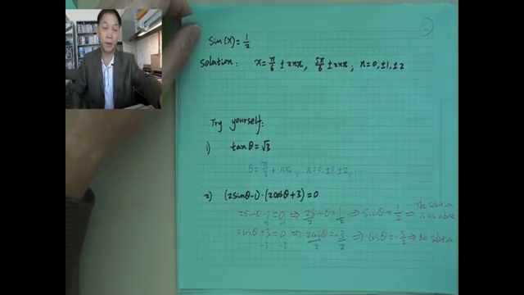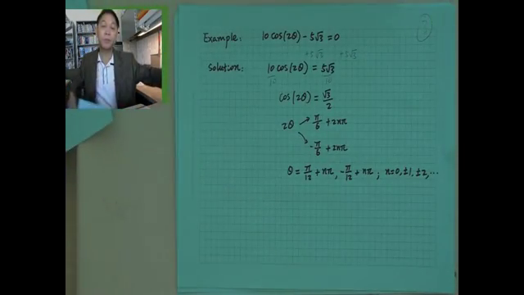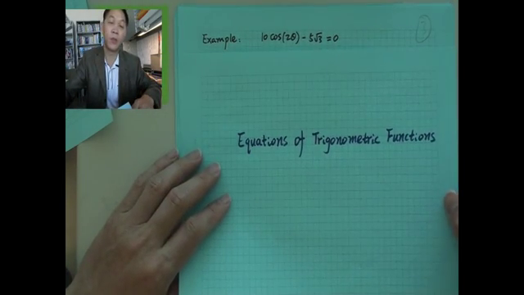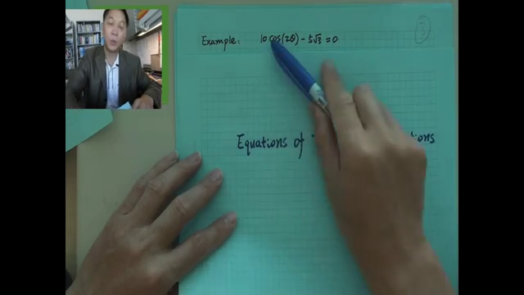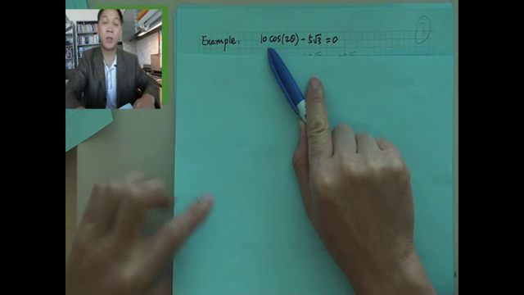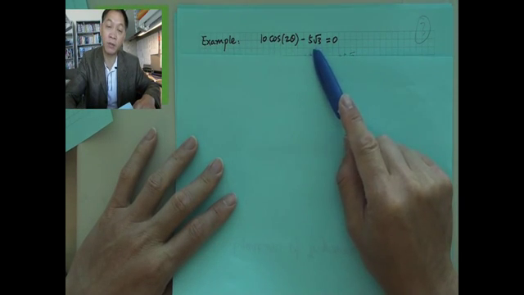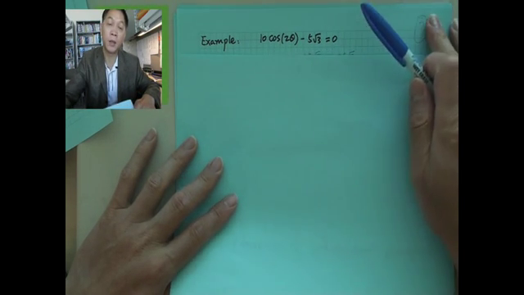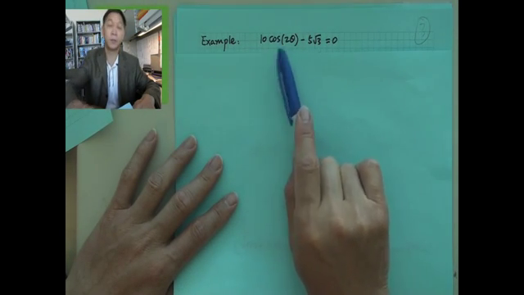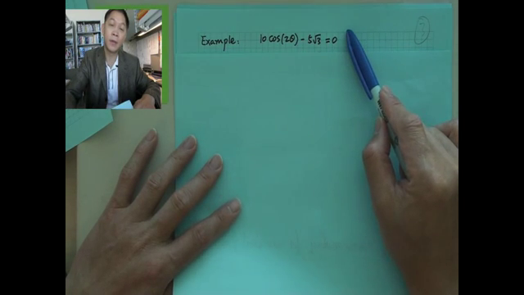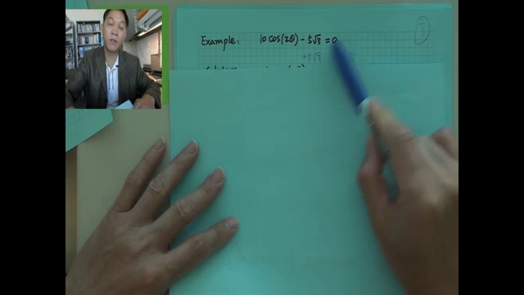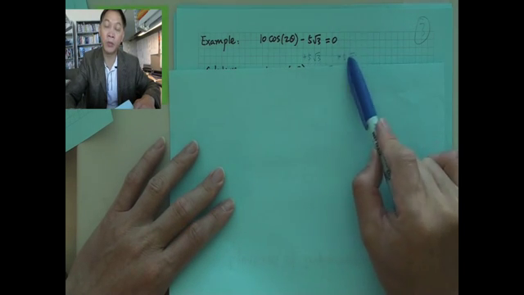Let's look at the second example, which is this one. For this one, we have 10 times cosine 2 theta minus 5 radical 3 equals 0. Here is different now. Here is 2 theta. Okay, now let's see. So step 1 is that we add 5 radical 3 on both sides.